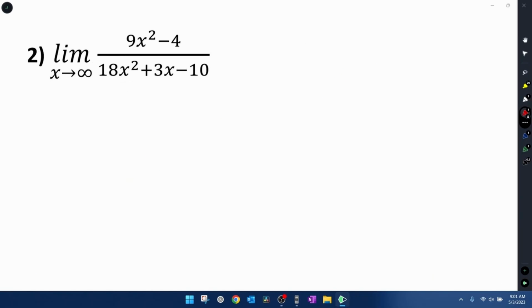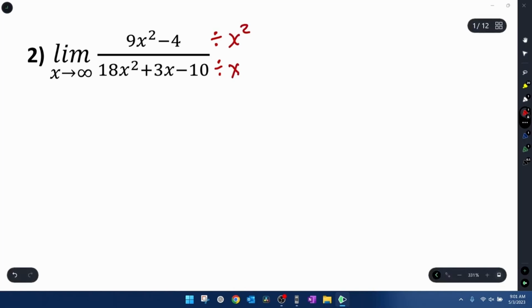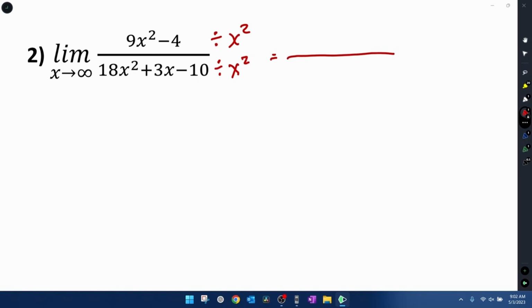Problem number 2, we have the limit here as x approaches infinity, again of a rational expression. One of the most effective techniques here is to divide top and bottom by the highest power of x. And so I'm going to divide top and bottom by x squared, since that is the highest degree of the variable. That's going to give us 9x squared over x squared will simplify to just 9, minus 4 divided by x squared is going to stay a fraction.